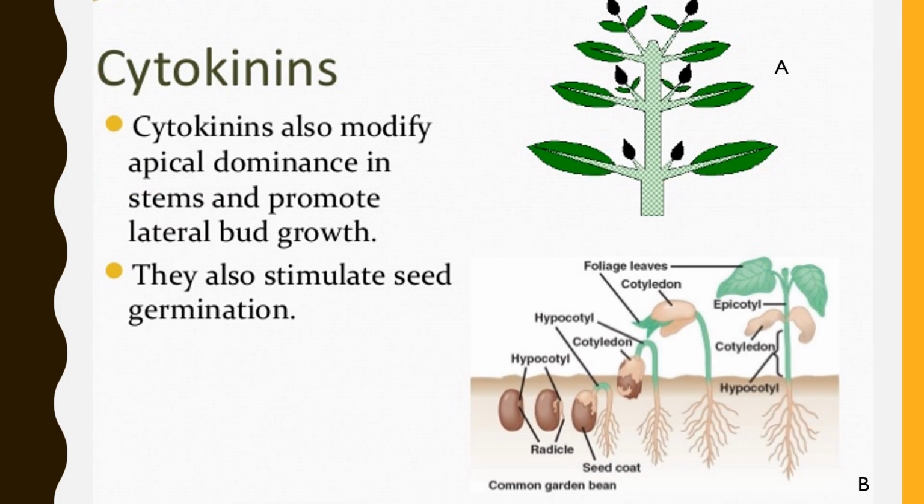You can see in the diagram A where the lateral buds are growing very well, but no apical buds are grown. The cytokinin modify apical dominance. It inhibits or stops apical dominance in stems, and it facilitates or promotes lateral bud growth. So lateral buds are grown very well, and it also stimulates seed germination, formation of radicles and plumules. You can see in the picture that is showing the process of germination.